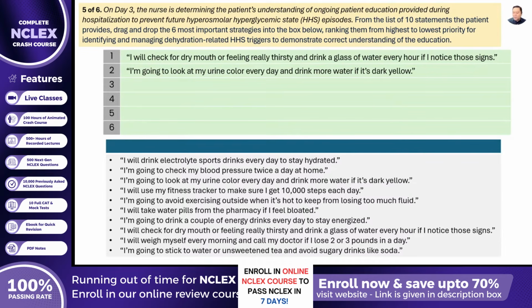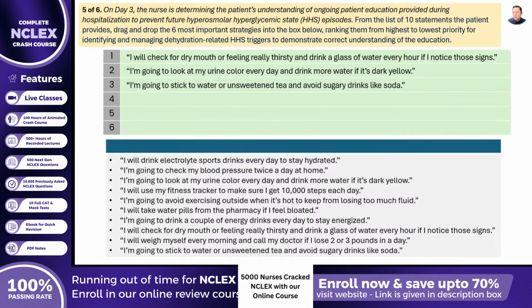Next, let's have our third rank, and that should be: I'm going to stick to water or unsweetened tea and avoid sugary drinks like soda. This is an excellent dietary choice because sugary drinks spike glucose levels, which worsens osmotic diuresis, meaning more sugar in the blood can pull more water into the urine. And when they avoid soda directly, it can cut down on the cycle, and it's more of a general lifestyle move, which is why it's ranked a bit lower compared to the other two.